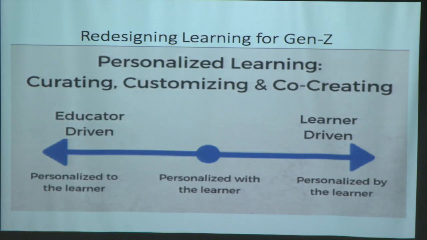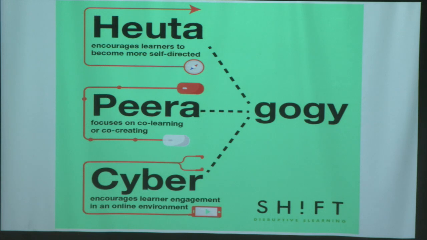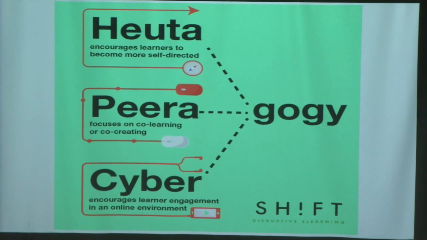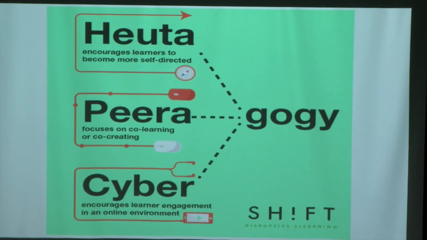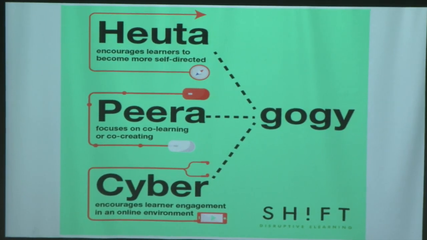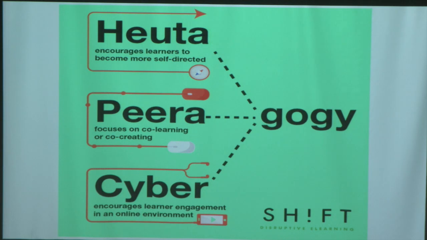Now, more to personalized learning. Okay, so this is our focus. Heutagogy, peeragogy, or paragogy, and cybergogy. In heutagogy, we are looking at how to get students to be self-determined learners. If you have any question, you can ask. And peeragogy is focusing on co-learning or co-creating, and cybergogy, virtual learning environment.